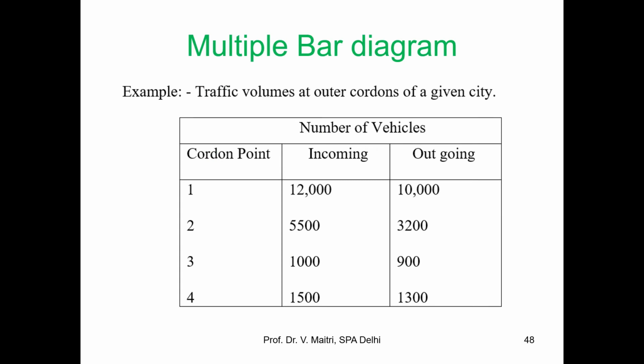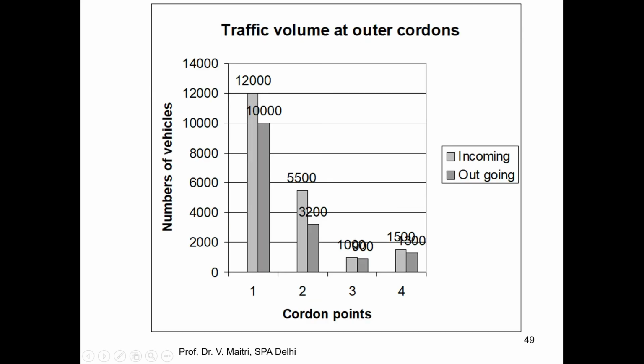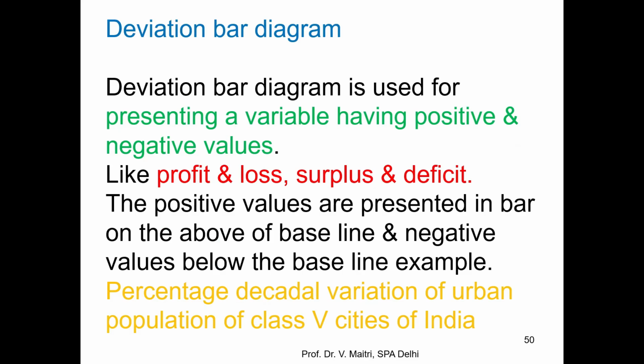Now multiple bar diagram. Traffic volumes at outer cordons of a given city, incoming and outgoing. Cordon point 1, 2, 3, 4, number of vehicles. Simply you have to draw a bar diagram. Cordon point 1, cordon point 2, cordon point 3, cordon point 4. So incoming is this color, outgoing is this color, like this. So present the data, number of vehicles, this way. So here I can compare each cordon, in which cordon which traffic direction is more, incoming or outgoing. So I can use this type of diagram to present my data.